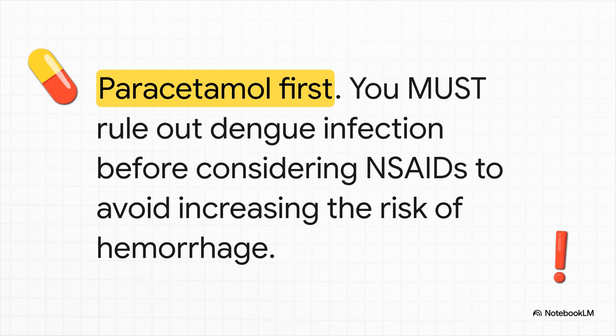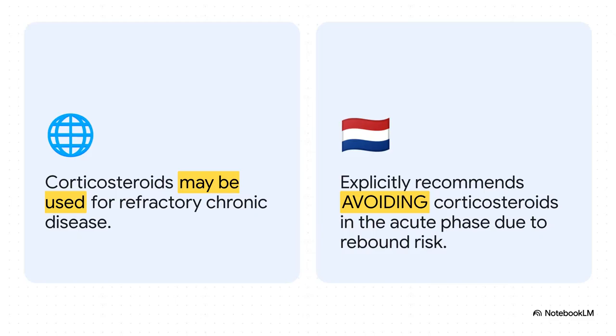And this is where our Dutch LCI guideline offers some really specific, nuanced advice. While it lines up with international standards on most things, like supportive care, it takes a much harder line on corticosteroids. The LCI guideline explicitly recommends avoiding corticosteroids during the acute phase of the illness. Why? Because there's a real concern about a potential rebound effect, where the symptoms could come roaring back even worse after you stop them. For clinicians here in the Netherlands, this is the standard of care.